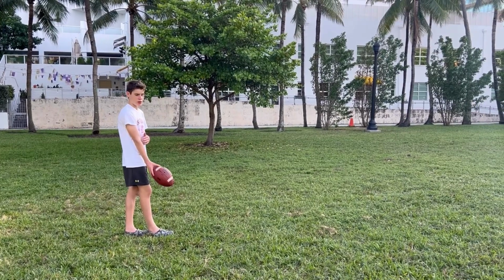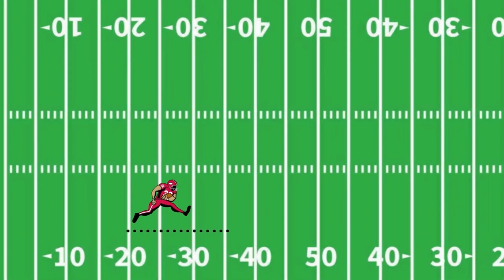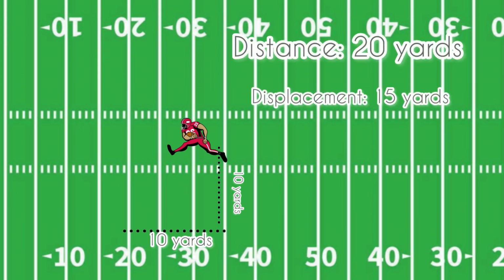Now for this next part, let's get cartoony. As you can see in the video, the running back runs a curved route. As you can see here, the total distance he traveled was 20 yards, but his displacement would be 15 yards. This is because your displacement is the straight line distance between your initial and ending point.